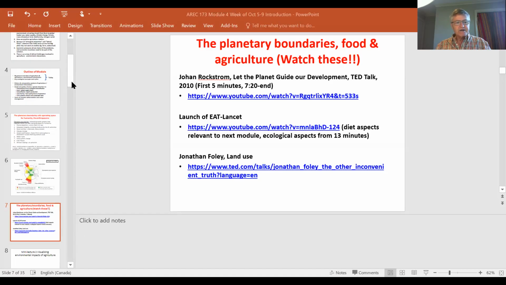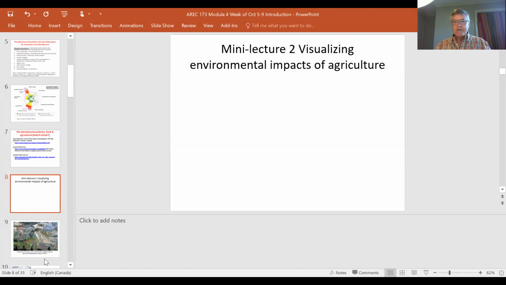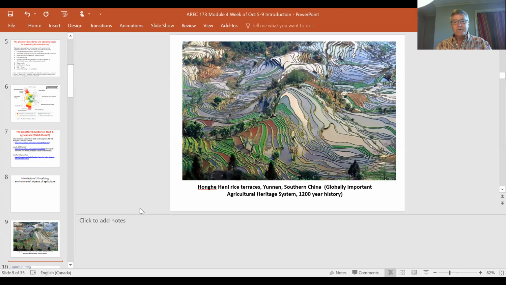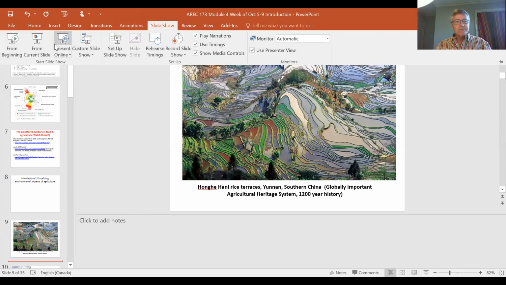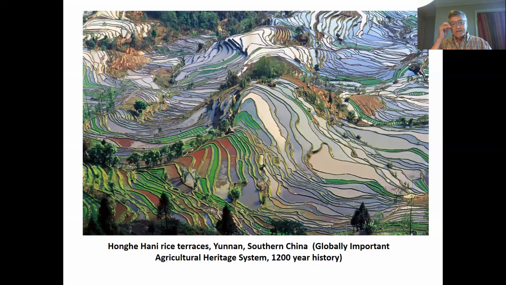So I'm going to go back into this again. Share my slides. This is where I ended off the last mini lecture. The next one is about visualizing the impacts of agriculture. And I wanted to start off with this slide. This is an actual landscape, and I visited this landscape. I didn't fly around in a drone as the people where this photograph was taken from. This is the landscape of the Honghe Hani rice terraces, which are in southern China and southwest China.